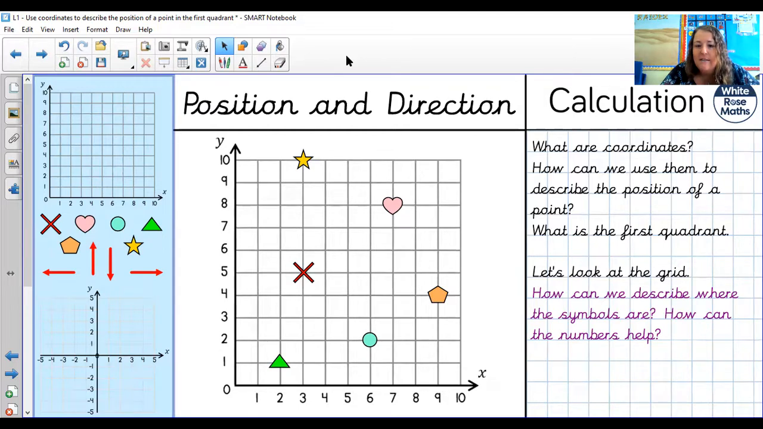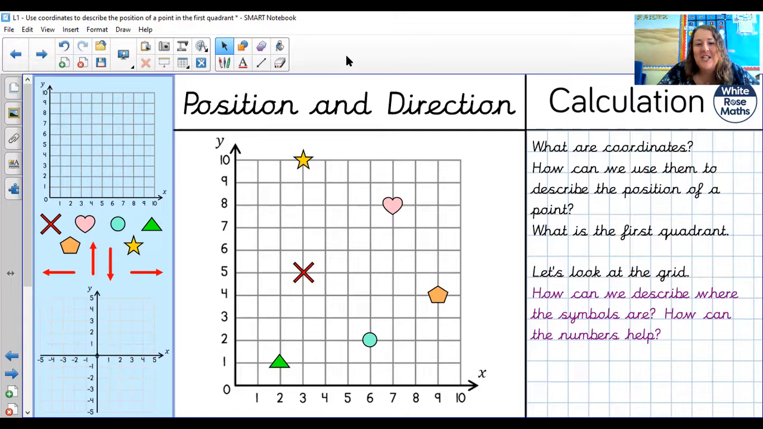So there are 6 different shapes on here: star, cross, triangle, and so on. How could we describe where they are? How do you think we could use the numbers to help us explain? Just have a think about it. I would say have a chat with your partner, but you don't have a partner with you at the moment.